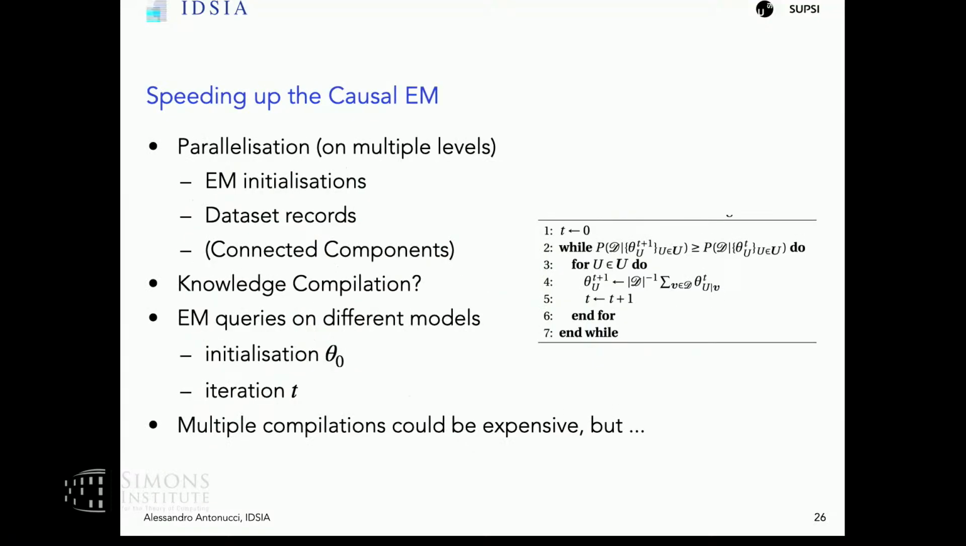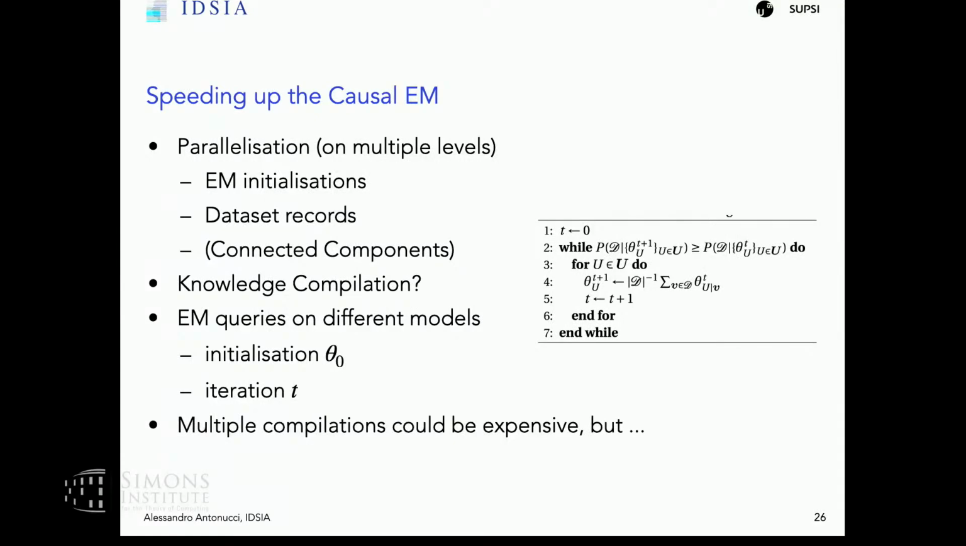To make this EM approach faster, first of all, we can notice that there is a lot of room for parallelization. We're running multiple initializations, so all the initializations can be executed in parallel. We have to compute the posterior inference for each latent variable over the records in the data set. So this can be done in parallel, and there is a further level of parallelization at the level of the so-called C-components of the model.